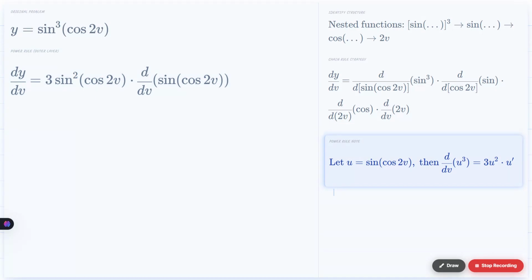We let u equal sine of cosine 2x. We do this to make the power rule easier to see. This helps us remember that we must still find the derivative of the inside part later.